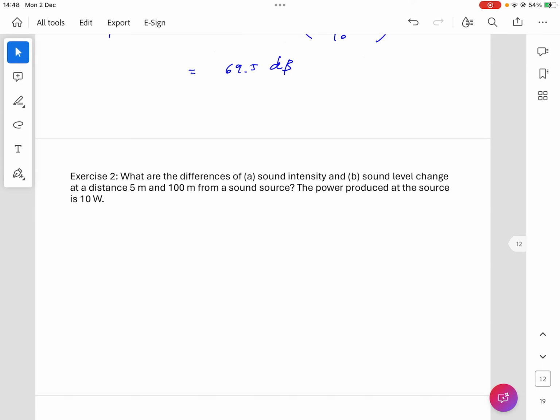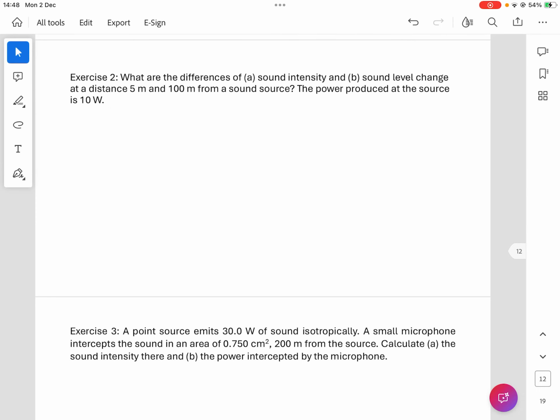Go to the next one, exercise 2. This is going to be the last one that we try in this part. What is the difference in sound intensity and sound level between distances of 5 meters and 100 meters from the sound source? In this case, the sound source produces a power of 10 watts. Right. So now we're going to compare. In the first example, you just calculated a single value, and now we're going to compare two.